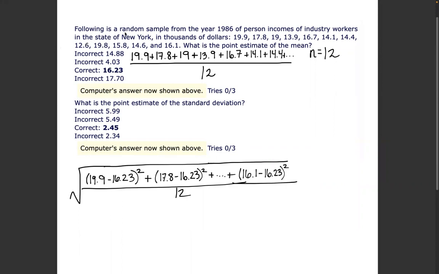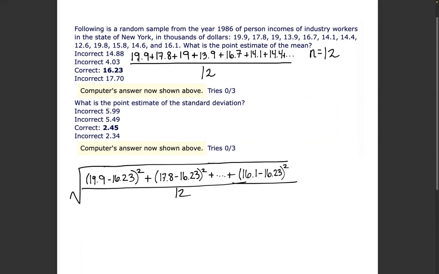So following is a random sample from the year 1986 of personal incomes of industry workers in the state of New York in thousands of dollars. So we have 19.9, 17.8, 19, 13.9, and the rest of the numbers, I'm not going to read them. And then what is the point estimate of the mean? Okay, so to find the point estimate of the mean, we're going to add up all of these numbers and divide by the total. And our total here is 12 in our sample.